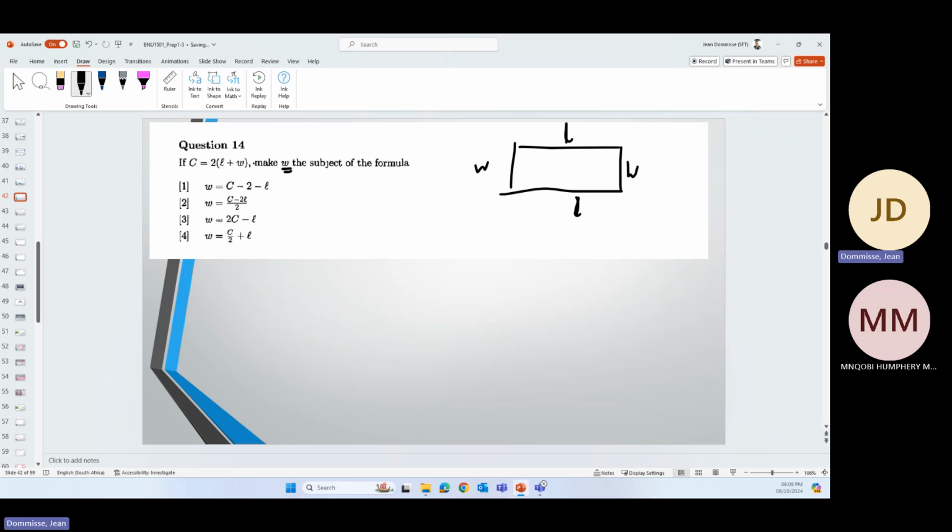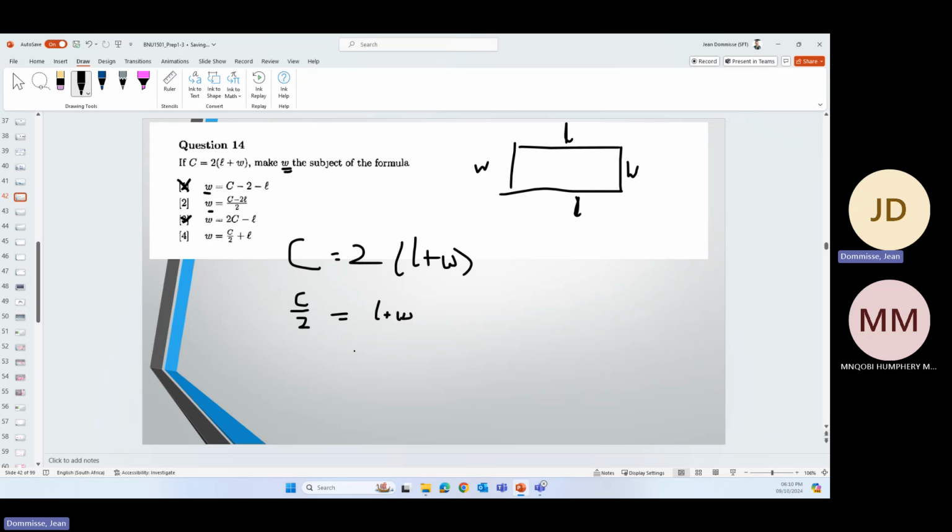We want to change it so that W is what we are working towards. So W must be the subject. The first thing we need to do is get rid of the 2 on both sides. The way we do that is divide by 2. So C over 2 will be equal to L plus W. Okay, so already we see it's C divided by 2, so the option with C minus 2 is not going to work. C divided by 2, that can work.